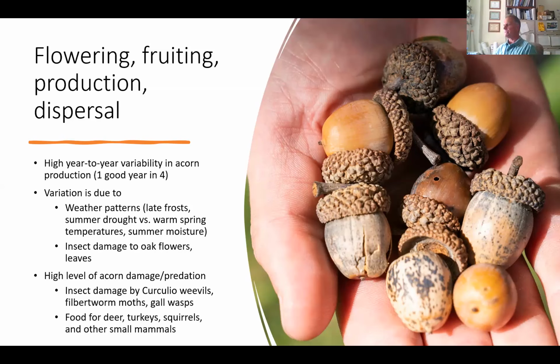Now, within acorns themselves, there's a high level of acorn damage predation that takes place. We have insect damage by curculio weevils, filbert worm moths, gall wasps, and so forth. Some are laying eggs in these, leaving larvae in these acorns, and they're affecting their ability to germinate. And of course, acorns are food for deer, turkeys, and squirrels and other small animals. So a lot of acorns are eaten during the year.